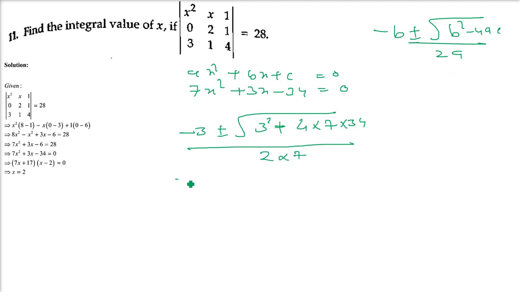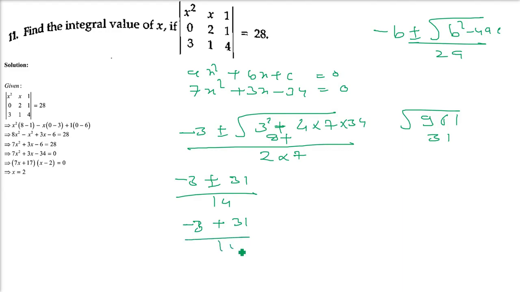Okay, so it will be minus 3 plus minus. Now when you compute this, let me tell you, it will be 9 plus 4 into 7 into 34. So finally it is going to be 961. Even if you compute, let me just tell you, it will be this 961. And when you take the root of this, what do you get? You get 31. You just write 31 here. And in the denominator will be 14. So one time we will take minus, one time we will take plus. So minus 3 plus 31 by 14, or minus 3 minus 31 by 14.